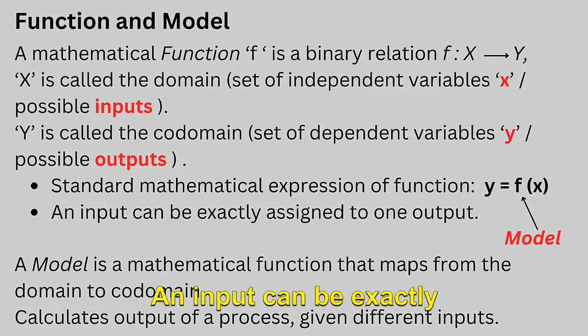An input can be exactly assigned to one output. This is quite important: one input can be exactly assigned to one output. And what is a model? A model is then a mathematical function that maps from the domain to the codomain. It calculates the output of a process given different inputs. So I repeat, in the expression y = f(x), f represents a model.